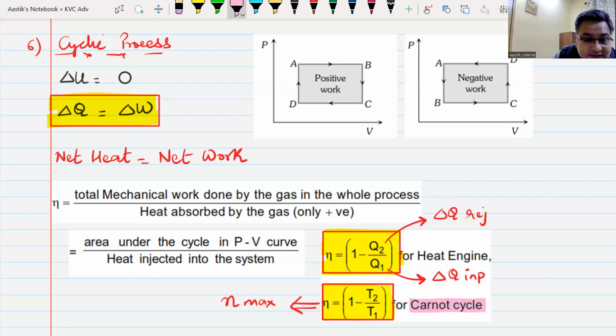Do we understand this? Yes or no? Everyone has got this, what I meant to say. Have we noted it down? Yes.